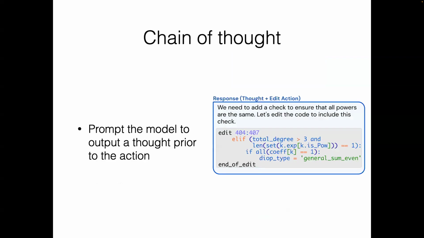Okay, another really basic pattern is to have the model output a thought prior to making an action. This has gone by various names, but this is the basic idea. So here's an example, I think from the SWE-agent paper, where they prompt the model to output a thought, and then here's the actual edit action that it's making.